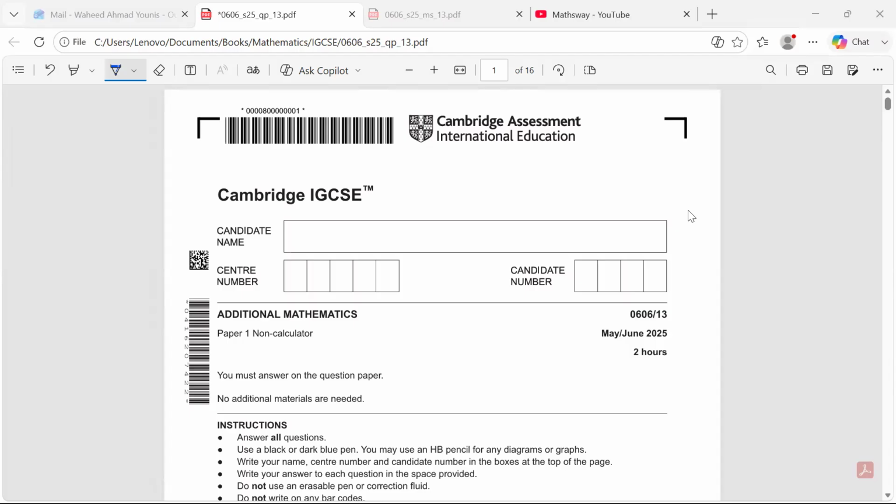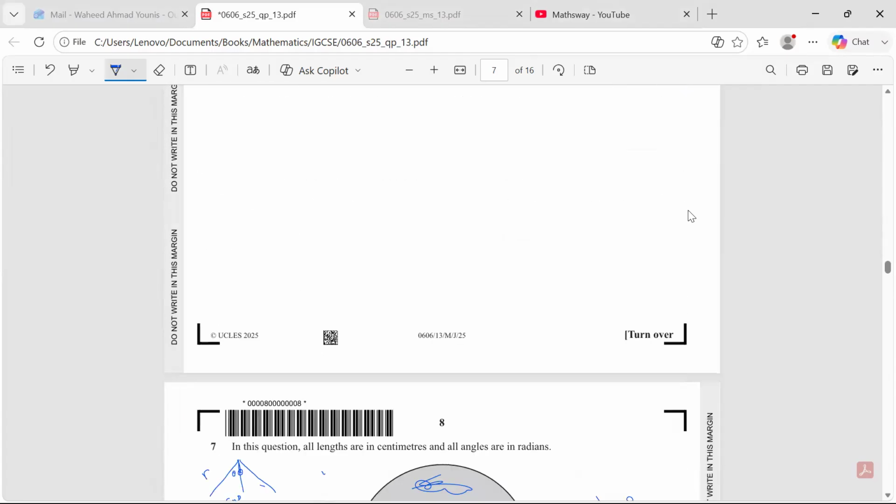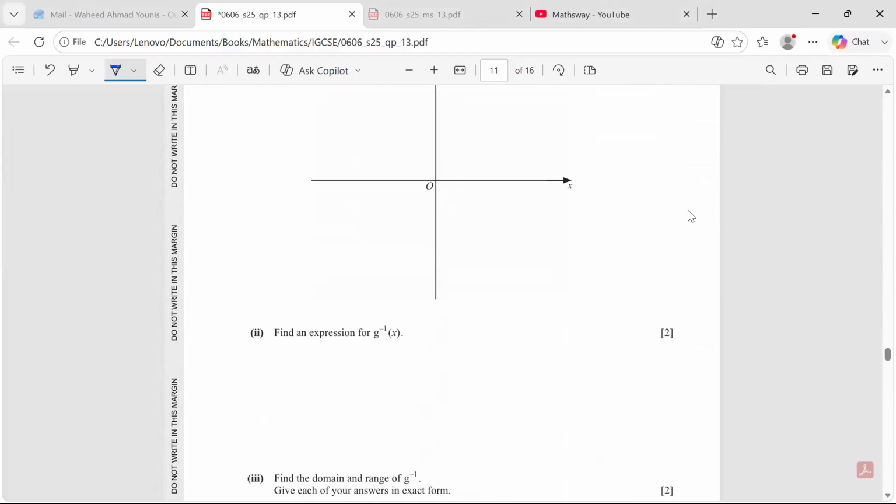The episode is for papers, past question papers. So right now I have this Additional Mathematics paper 1. Okay, and it is May, June 2025. So we have already solved, I believe, 10 questions. So we will be doing question number 11 and 12 today.